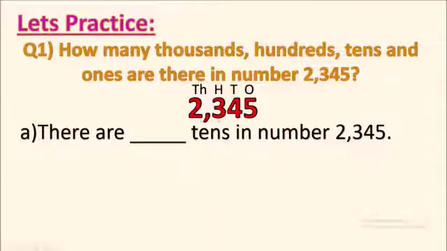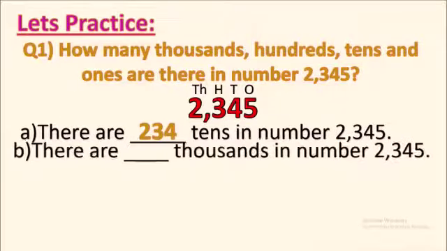We have to take the digits till the tens place. So 2, 3 and 4 are the digits till the tens place. We will be leaving out the ones place because we have to take the digits till the tens place only. So the answer will be 234 tens. Let's go for the B bit.